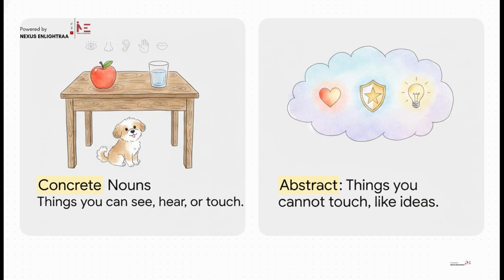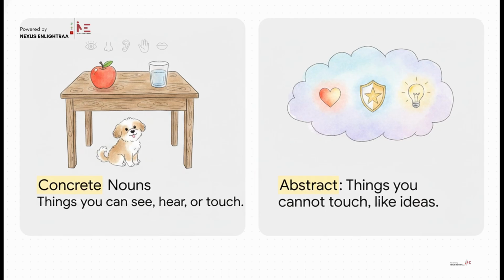You can see them, hear them, smell them, or touch them. An apple is concrete because you can literally hold it and eat it. Water, a dog, a doorbell, all concrete. But abstract nouns, those are things you cannot touch or see. They live in our hearts and our minds. Words like happiness, courage, and truth.